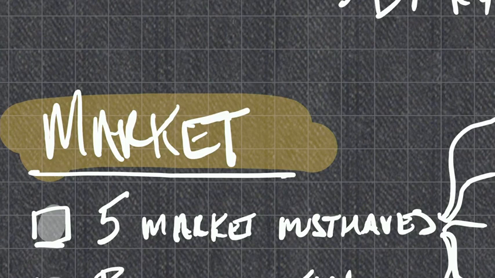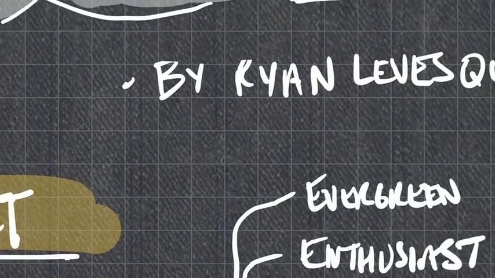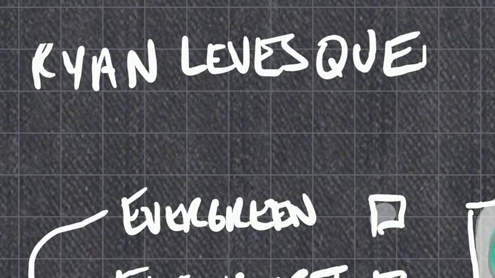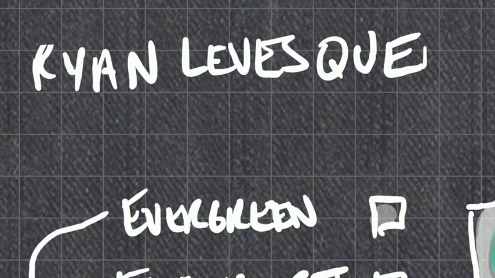And as I go through these 5 market must-haves, I want to encourage you to think about your market and think about how your market stacks up. Beginning with market must-have number 1. Market must-have number 1 is what we call an evergreen market. An evergreen market is a market that is here today, but it's also going to be here 10 years from now. It's not a market that is at risk of disappearing overnight.